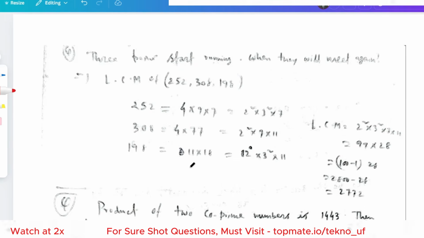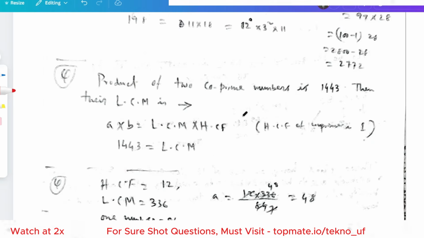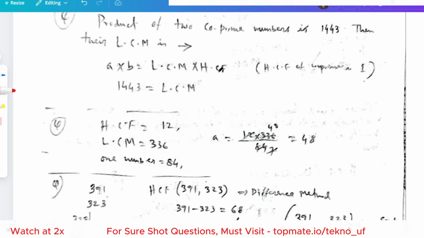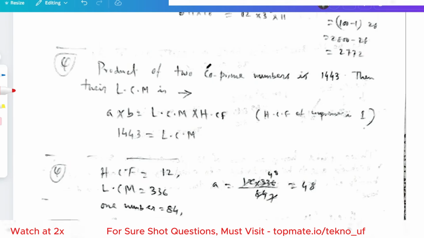So this is the same problem, the "when will they meet again" type of problem. I'm not going to solve this. For the product of two co-prime numbers, you know that A into B is equal to LCM into HCF. You can calculate the second type of number. Okay, let me just solve this as well.